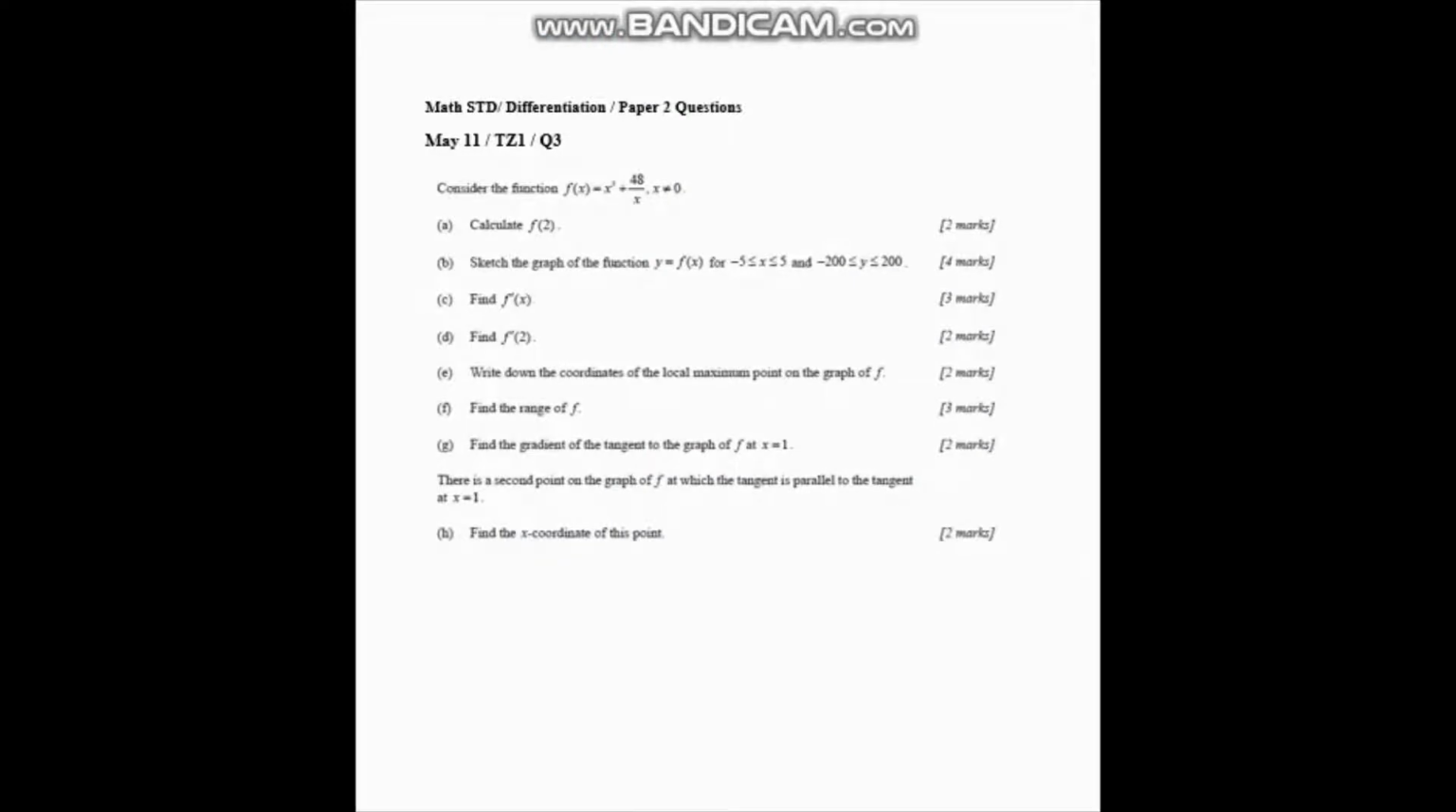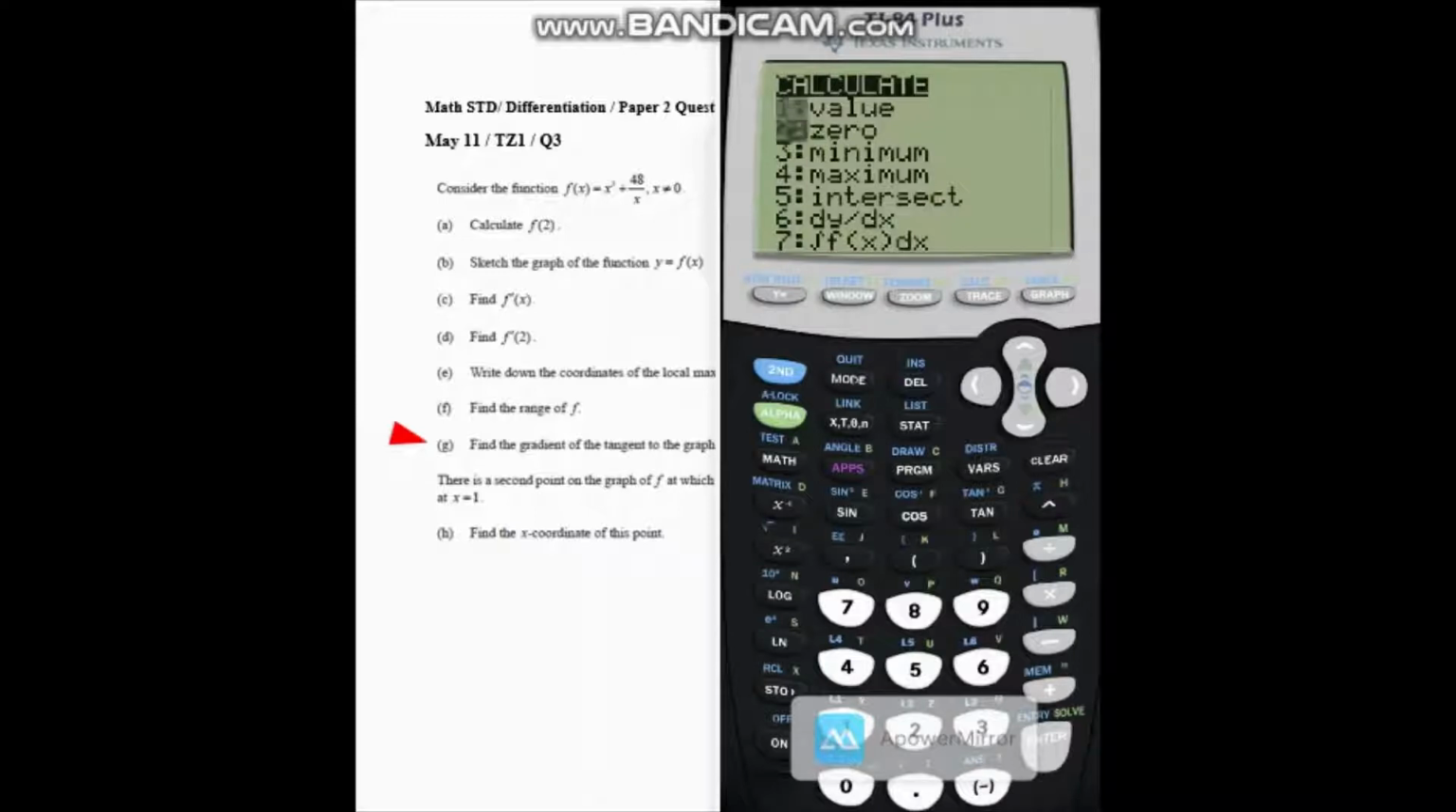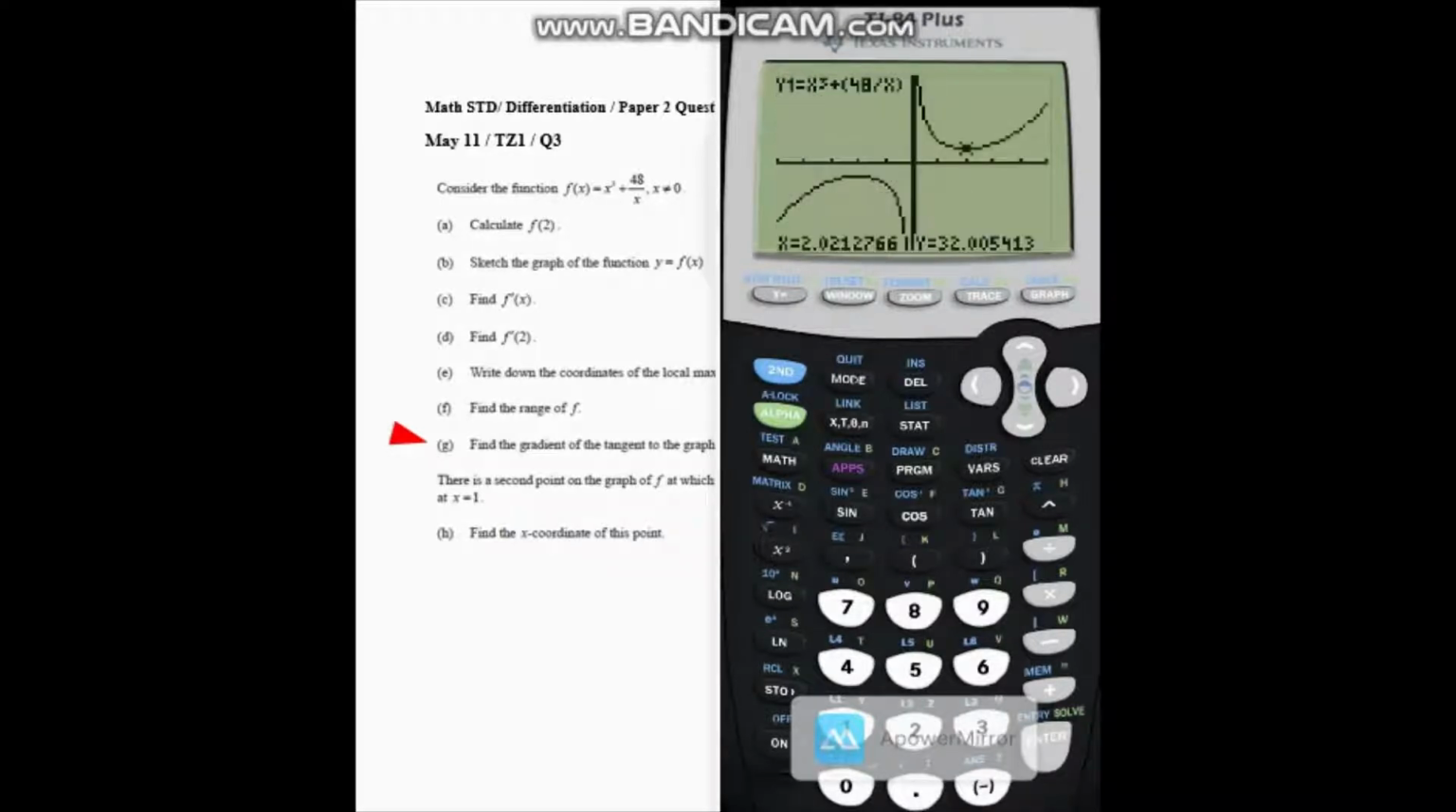Next, I need to find the gradient of the tangent to the graph of f at x equals 1. There is a calculator function to do that. Second, trace dy by dx, and you enter the x value given in the question. So dy by dx, or the gradient, is -45. This is your answer.